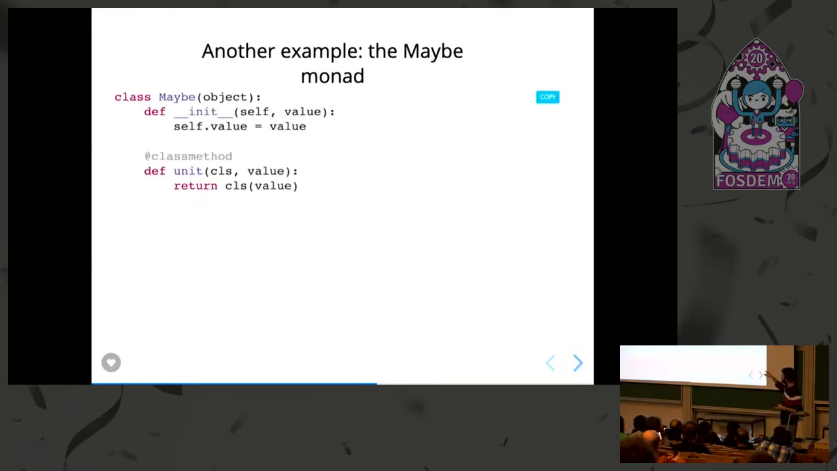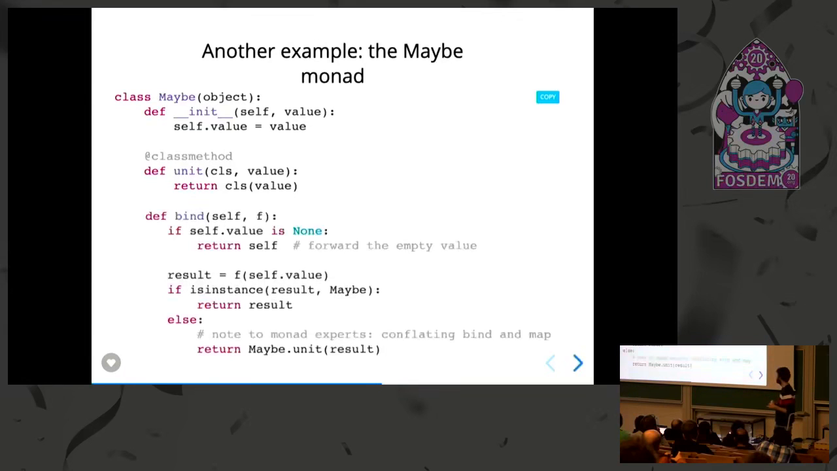So let's try to define a maybe class. It's simply going to be a wrapper around a value that we store in an attribute. And unit is simply the constructor. Bind: if self.value is none, that means that we had at some point encountered some computation which returns the empty value. So we don't need to do anything more. We can just return it.